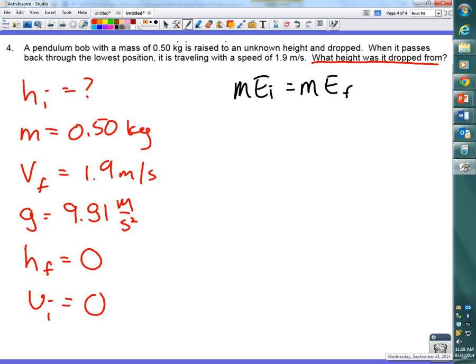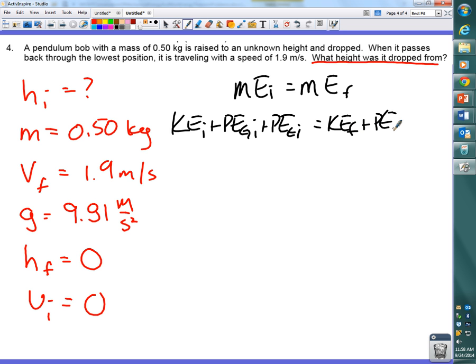Meaning we got this going on, right? And, again, you don't have to do this every time, but because this is one of our first times, KE initial plus PEG initial plus PEE initial equals KE final plus PEG final plus PEE final. Does that make sense? How we do that? Okay.